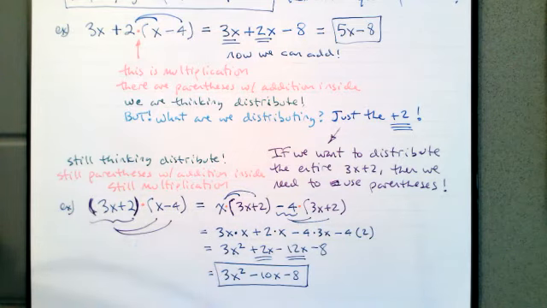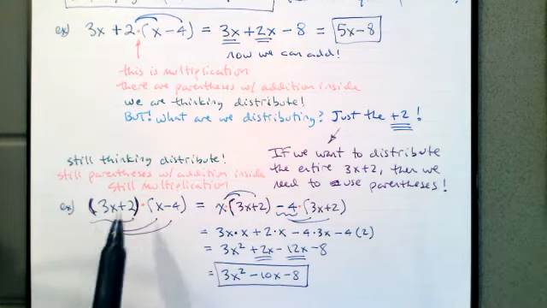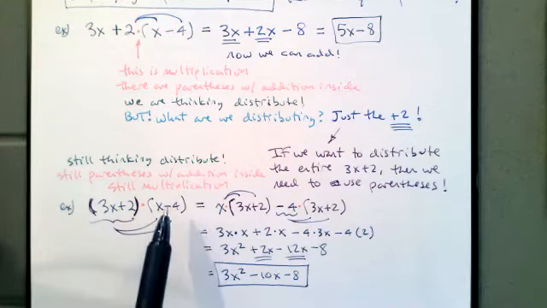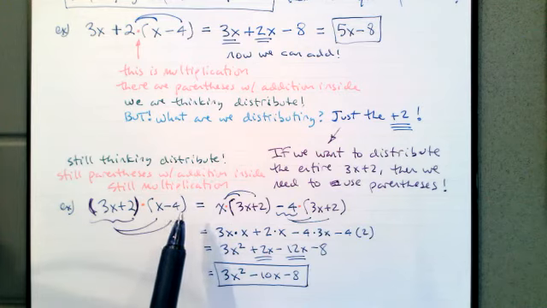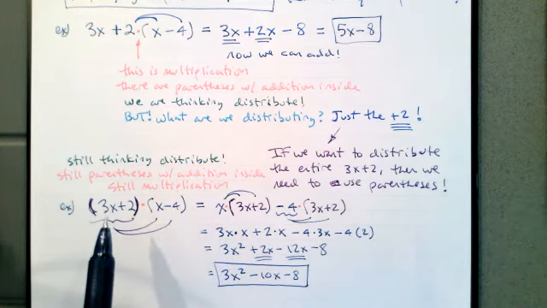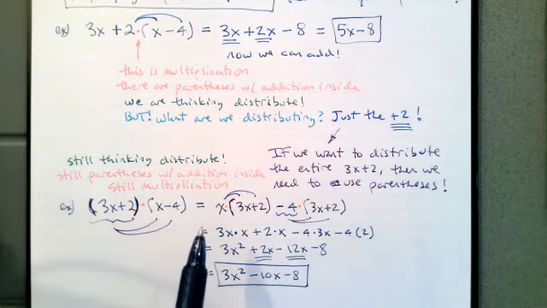So this is the case where we're multiplying the entire polynomial, the entire 3x plus 2, times the x minus 4. We have parentheses, and that's what indicates we should multiply this way. So if you're wondering which one gets distributed, it doesn't matter because multiplication is commutative.